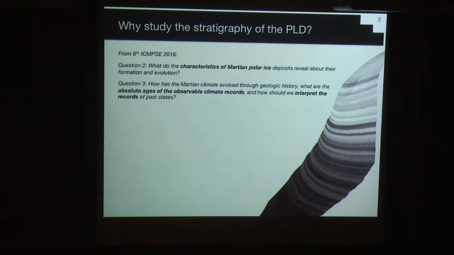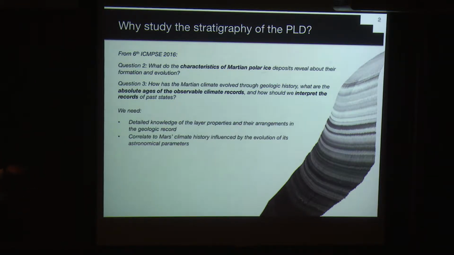These are two of the 5 main questions that came out of the meeting. Essentially, you can read the questions there, but what can we learn about the climate from studying the layers themselves, the patterns in the layers themselves? And so, in order to answer these questions, we need to study the stratigraphy. We need a detailed knowledge of the properties and how they're arranged in the record. And we need a way to correlate them to Mars's climate history, which is influenced by the evolution of the astronomical parameters, as you saw in Shane's talk.